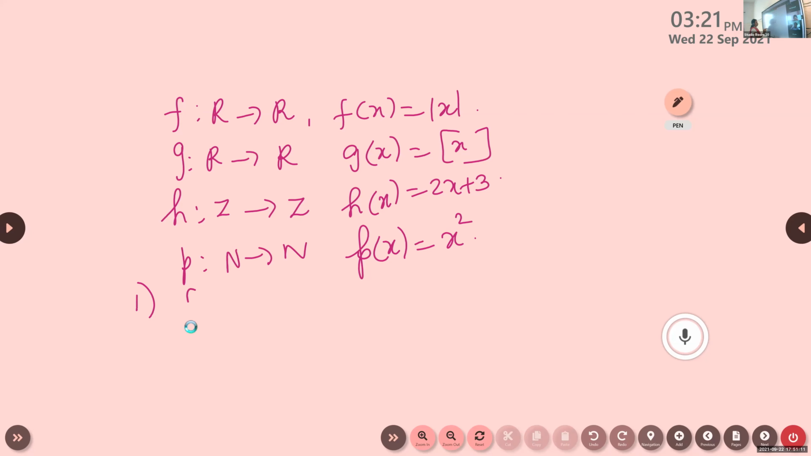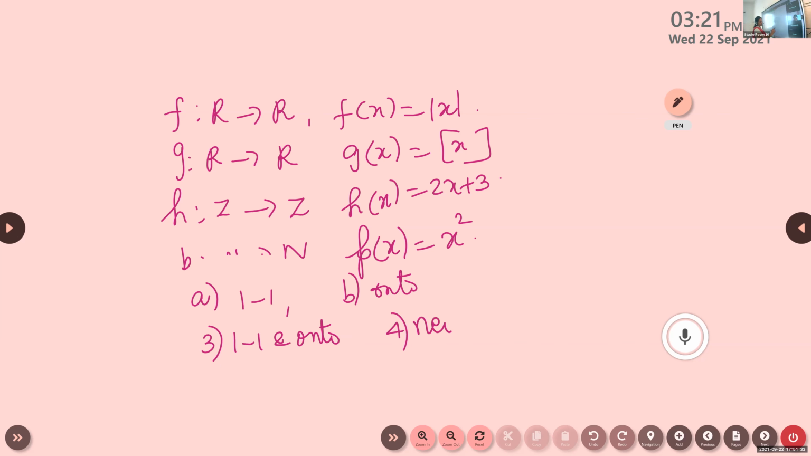Now answer the first one. Whether the function f is... the four options are given like this. First one, it is 1-1. Second one, onto. Third one, 1-1 and onto. Fourth one, neither 1-1 nor onto. What is the answer? The first one.